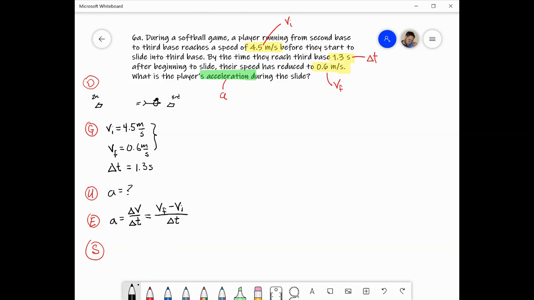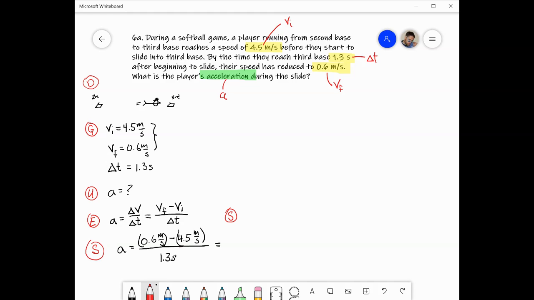So I've got now a equals, and I'm going to substitute in for my final and initial velocities and time. So my final velocity is 0.6 meters per second. That's my final velocity. And I'm going to subtract from that my initial velocity, which is 4.5 meters per second. And then on the bottom, I'm going to go ahead and divide this by my change in time, which is 1.3 seconds. So good so far. Now I need to continue because I've substituted. So now I'm going to go ahead and solve this one.